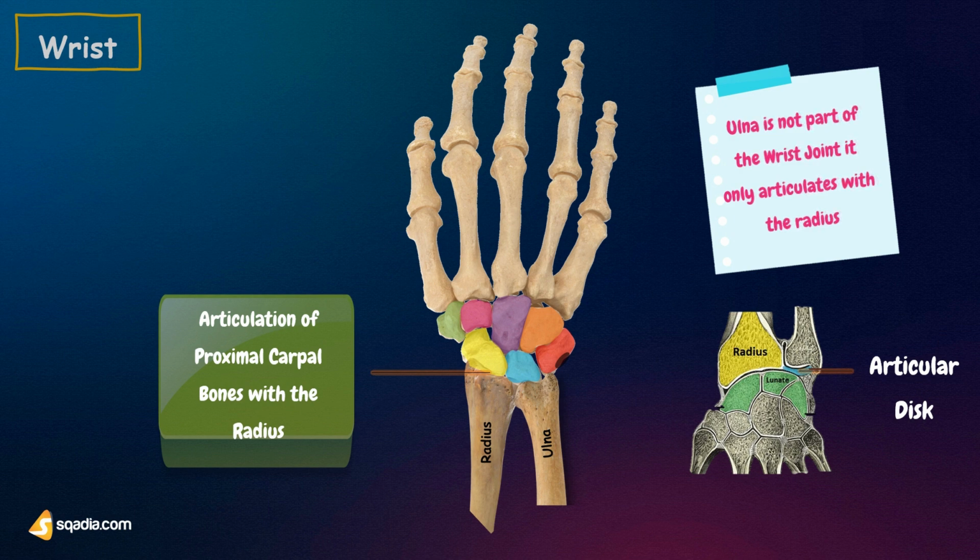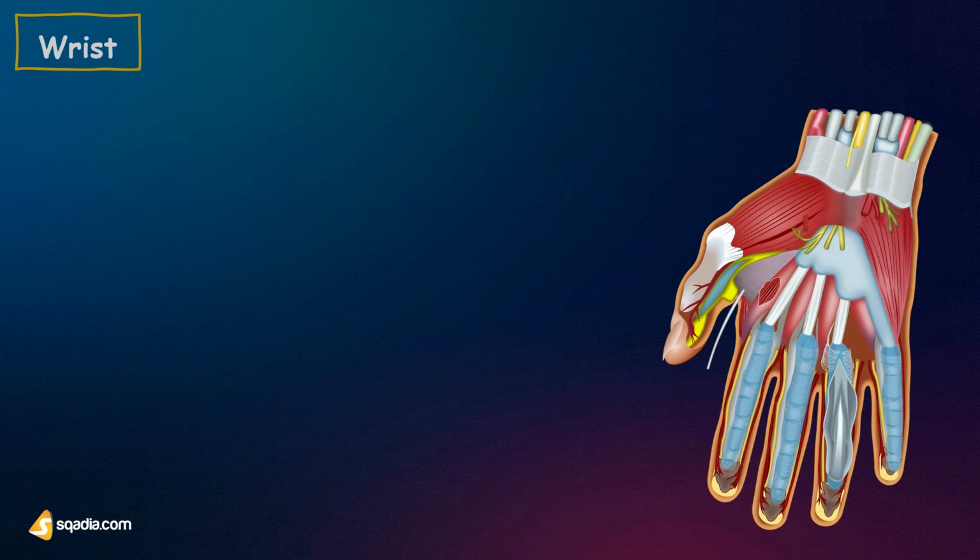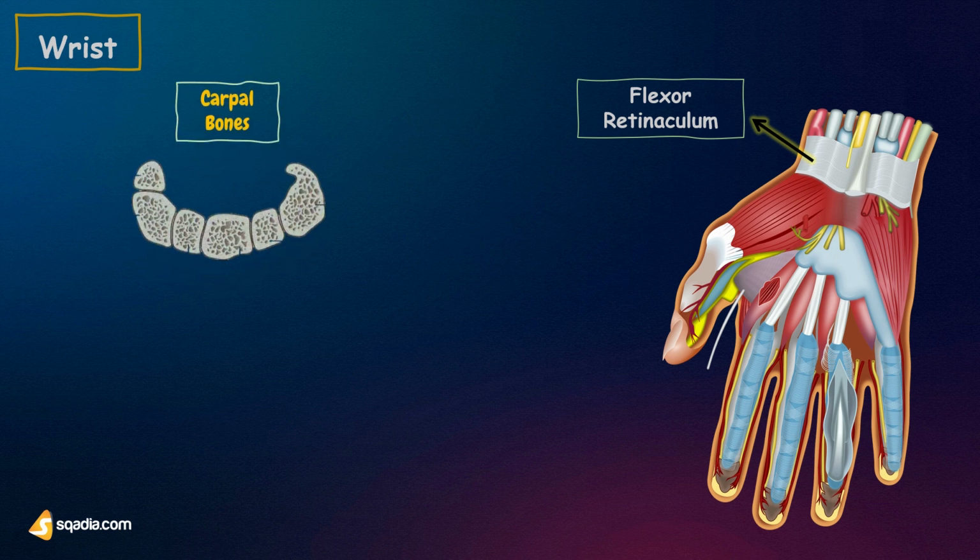The 4 carpal bones in the distal row articulate with the bases of the 5 metacarpal bones, forming the carpometacarpal joints. The joint is enclosed in a capsule and synovial membrane. The stability of the wrist is provided by ligaments. One of the most important ligaments is on the palmar aspect, called the flexor retinaculum, which together with the carpal bones forms a canal, the carpal tunnel.